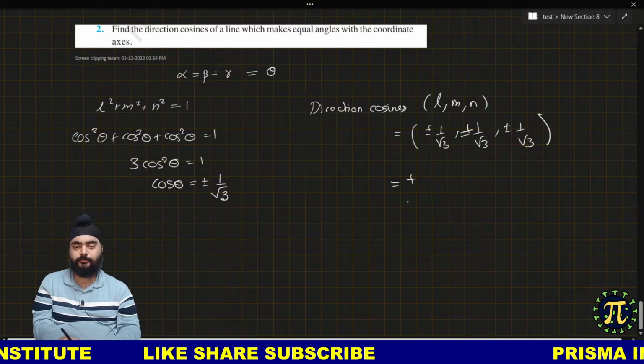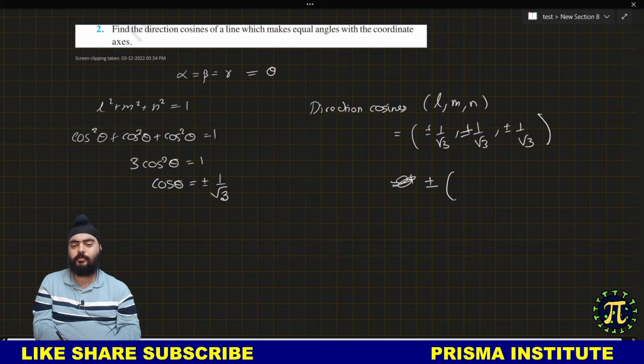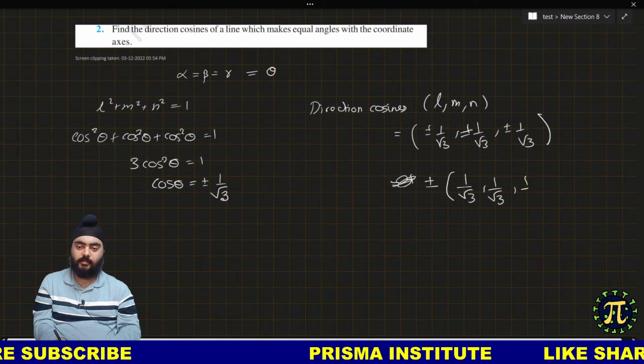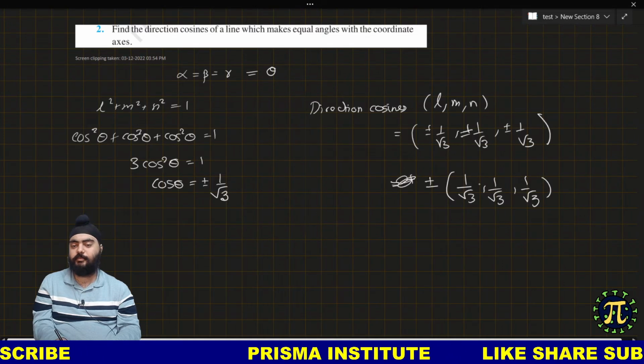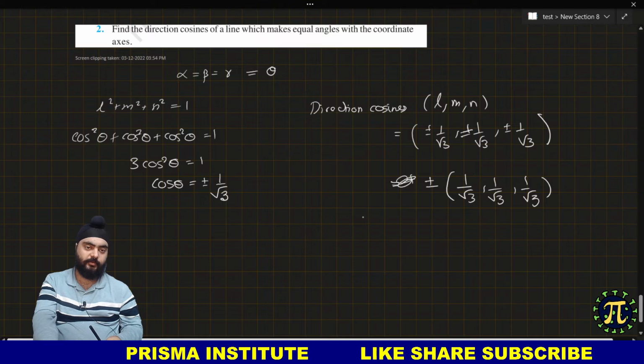So let's move to the third question. If you want, you can keep plus minus outside. So 1 by root 3, 1 by root 3, 1 by root 3, and when multiplied by negative, the second answer will be minus 1 by root 3, minus 1 by root 3, and minus 1 by root 3.